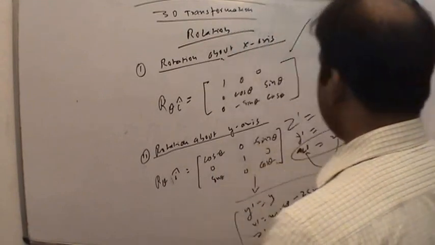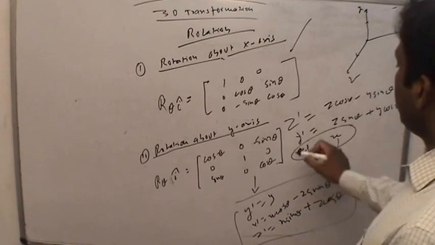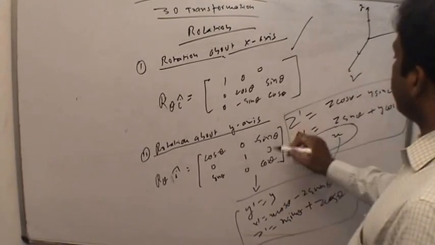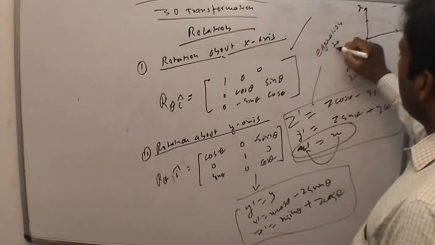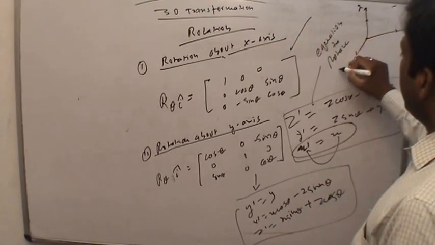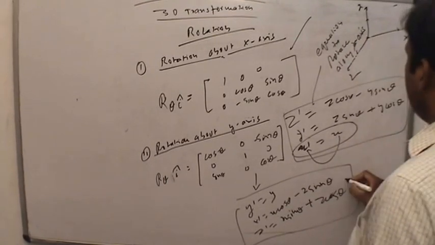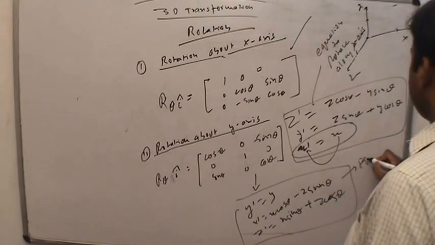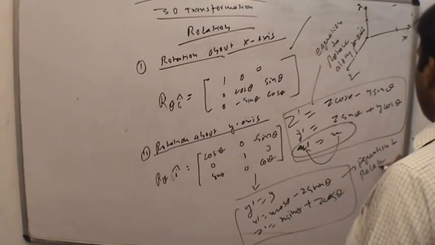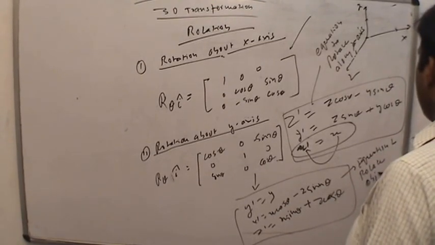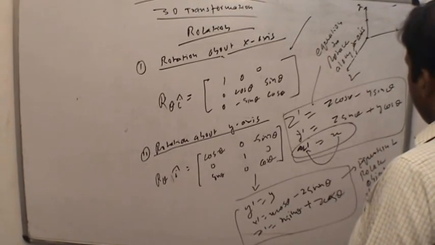These are the equations when we rotate the object along the y-axis, and these are the equations when we rotate the object along the x-axis. Equations to rotate along the x-axis, and equations to rotate the object along the y-axis.